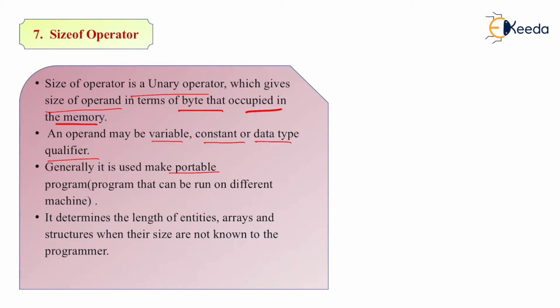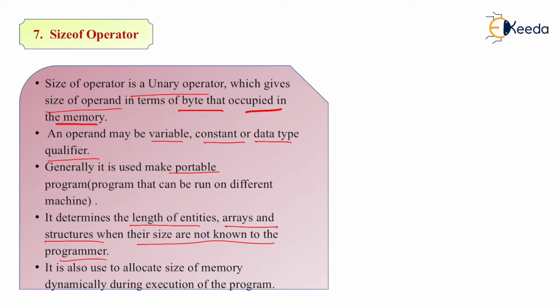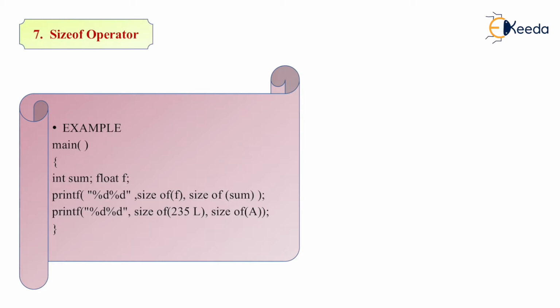It determines the length of entities, arrays, and structures when their sizes are not known to the programmer. It is also used to allocate the size of memory dynamically during program execution. So in this code, we have created two variables. One is sum of integer type and one is f of floating type.